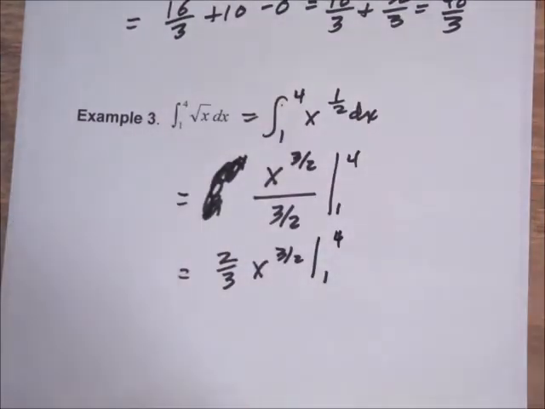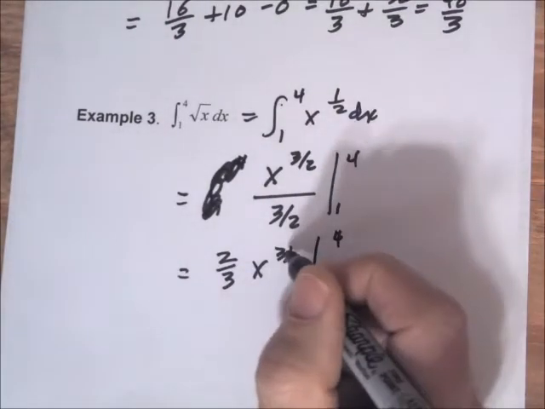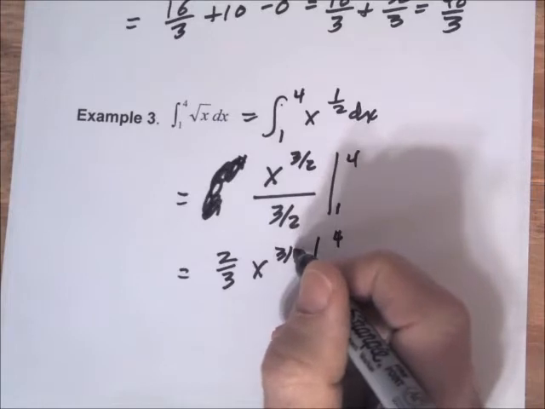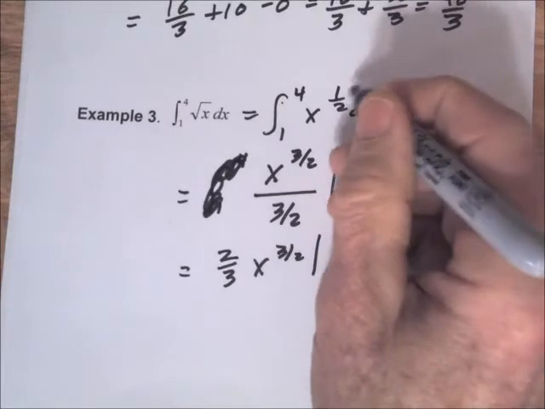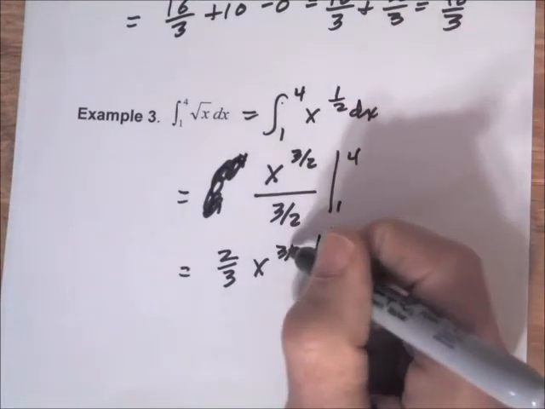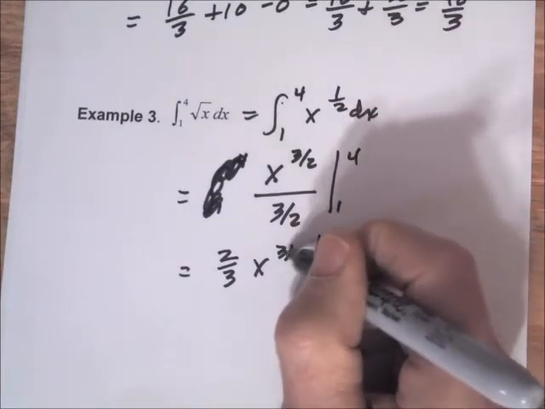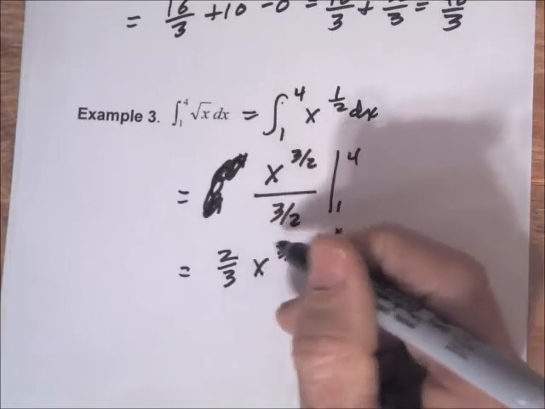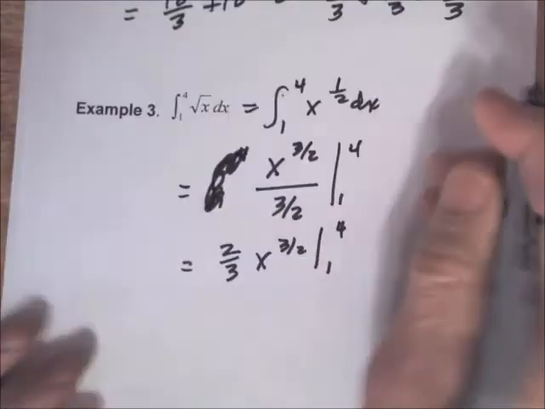So you can check: if you take the derivative, take 1 away from the exponent. 1 is the same as 2/2. That gives us the old exponent minus 1, and we multiply by the old exponent. So 3/2 times 2/3 will cancel, and that just gives us x to the 1/2.